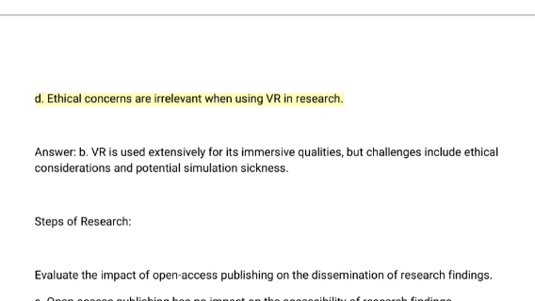Traditional methods are always more reliable than VR in experimental settings. D. Ethical concerns are irrelevant when using VR in research. Answer. B. VR is used extensively for its immersive qualities, but challenges include ethical considerations and potential simulation sickness.